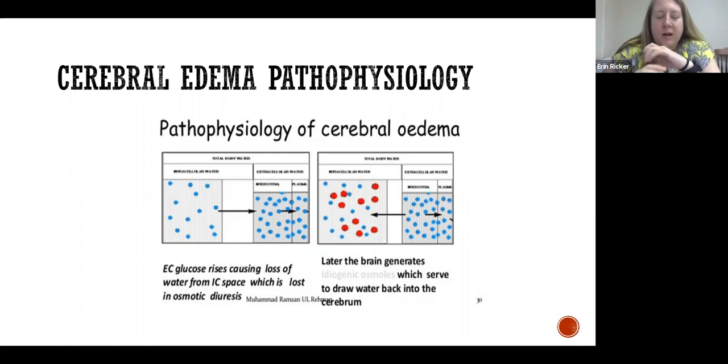In order to not lose all of your fluid in your brain cells, your brain gets really smart and starts to make idiogenic osmoles. So that's what these red things are here. And that helps to retain some fluid inside your brain cells. So if I too quickly come and wipe out all of this glucose that's in my bloodstream, then I can have fluid rapidly rush into my brain, leading to edema, causing cerebral edema.